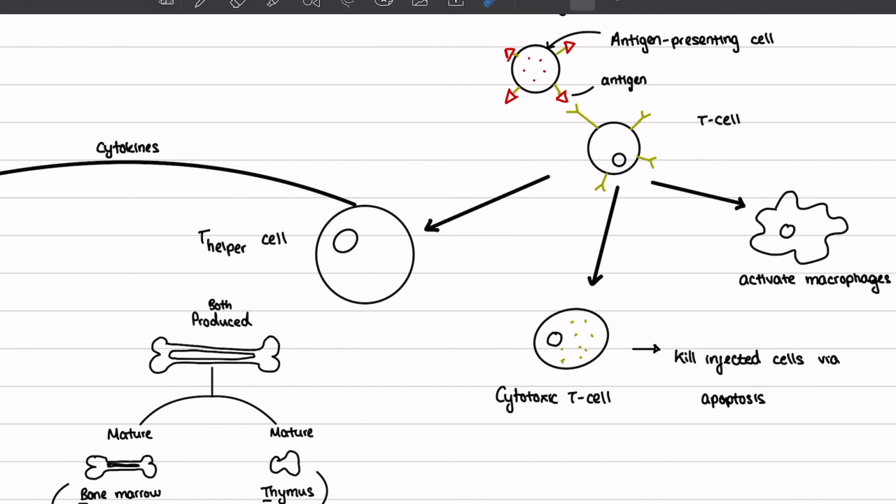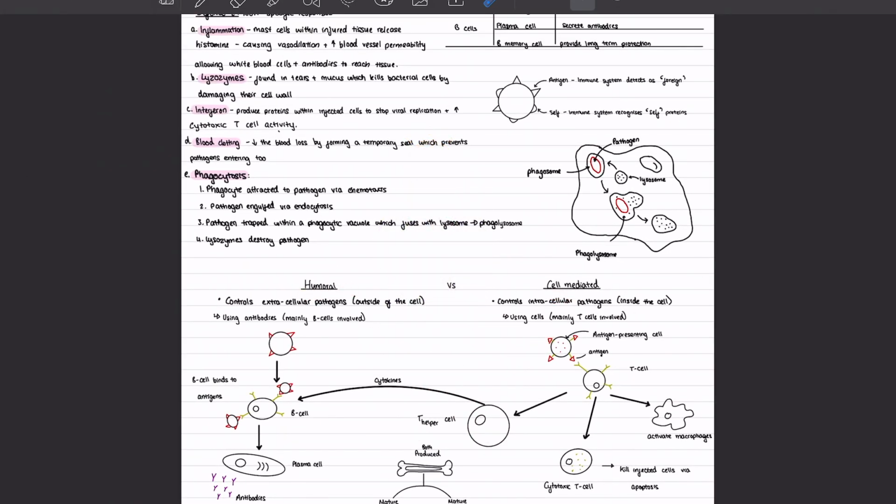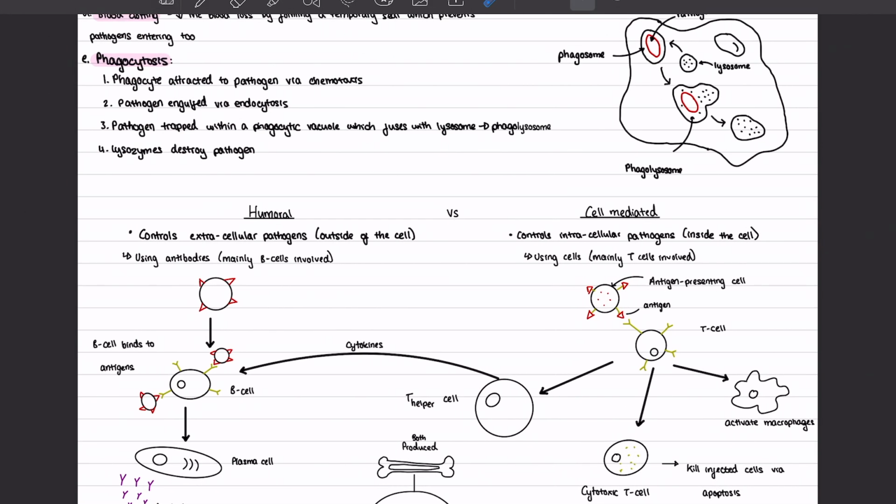In your exam, it is important you know the difference between these two processes, as they can come up as comparison questions or separate long answer questions.